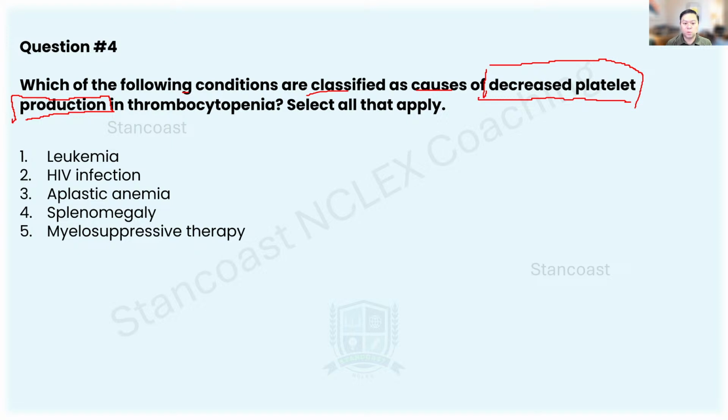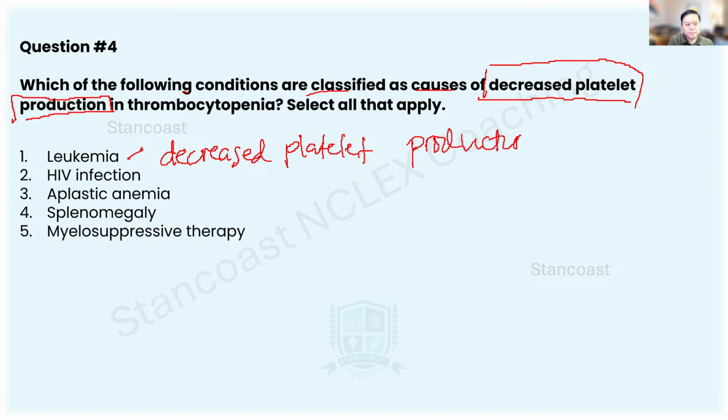Okay, so let's take a look into number 1. What is number 1? Leukemia. The leukemia is actually one of the correct answers because this is going to lead to the decreased platelet production. So this is one of the correct answers.